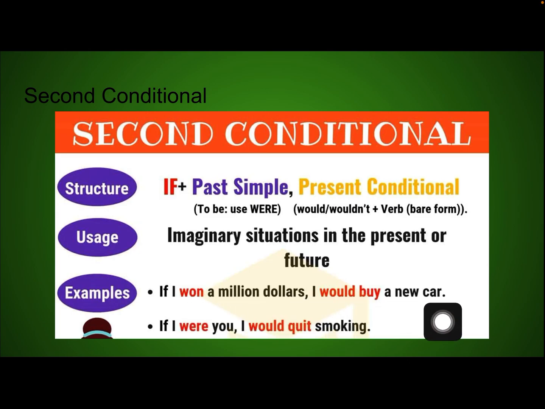There is a possibility. It is not true, or yes or no. But we have this conditional. If I won $1 million, I would buy a new car. Or if I were you, remember, just with conditional we use were with I. Just conditional, no more. If I were you, I would quit smoking.